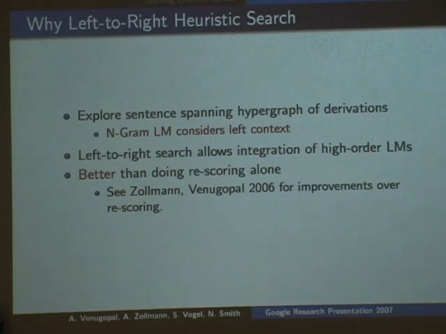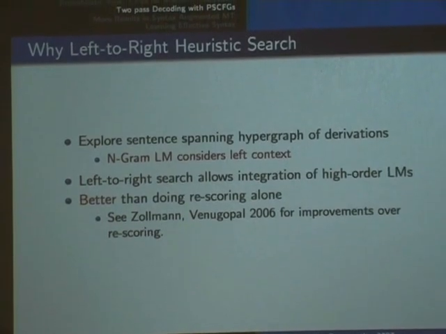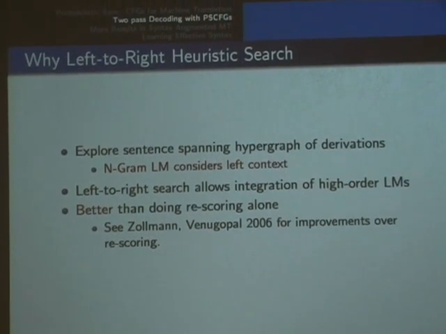So what we want to do is explore this sentence-spanning hypergraph of derivations in a way that allows the Ngram language model to keep making updates and to really drive the search. We don't want to instantiate the whole hypergraph. That's a very bad idea, because now we have an exponential number of hypotheses. We don't want to evaluate every single one of them. We only want to evaluate a small fraction, and we want to pick that small fraction based on the Ngram language model.